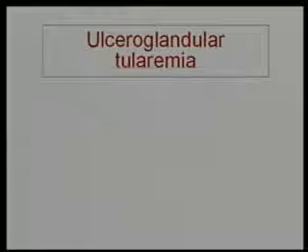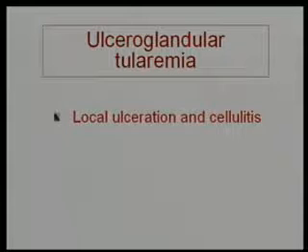So let's get on with finishing up tularemia. I told you the most common form of tularemia is ulceroglandular, and the symptoms are local ulceration and cellulitis. Cellulitis is inflammation of the muscles. Okay, local ulceration and cellulitis.